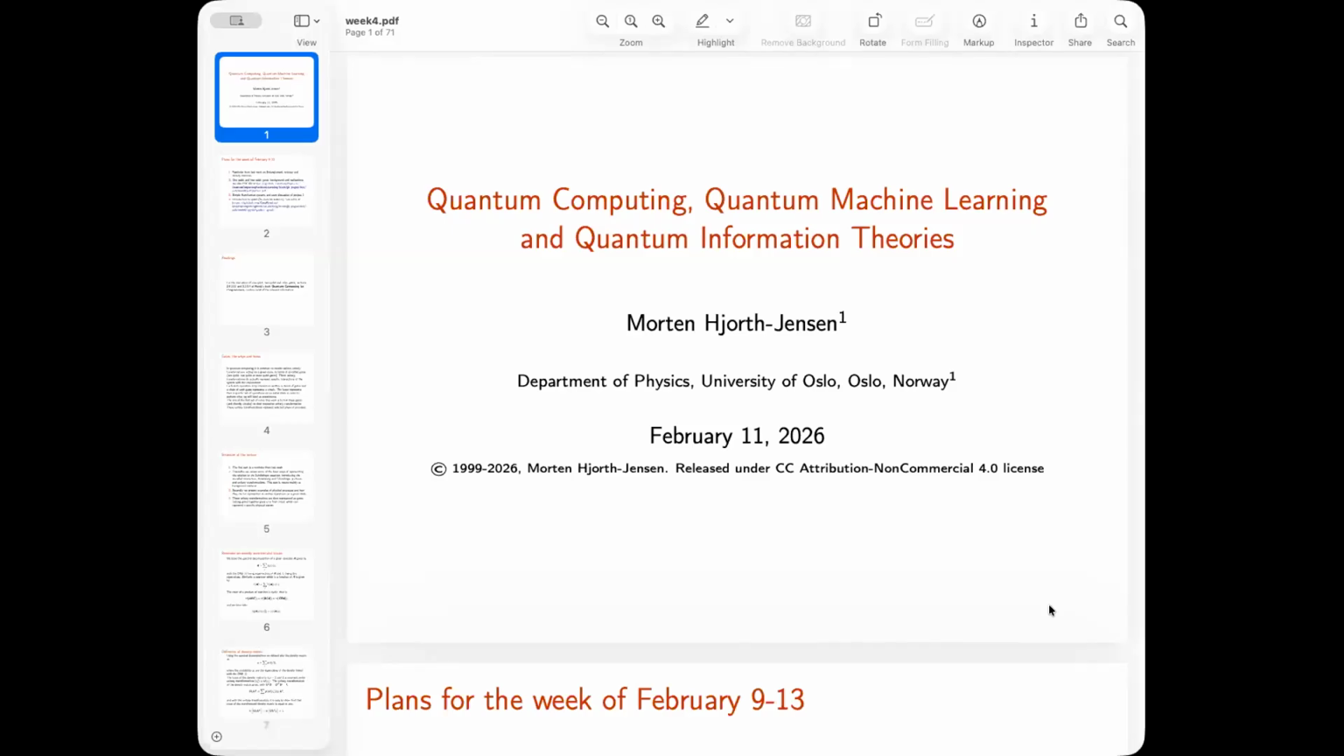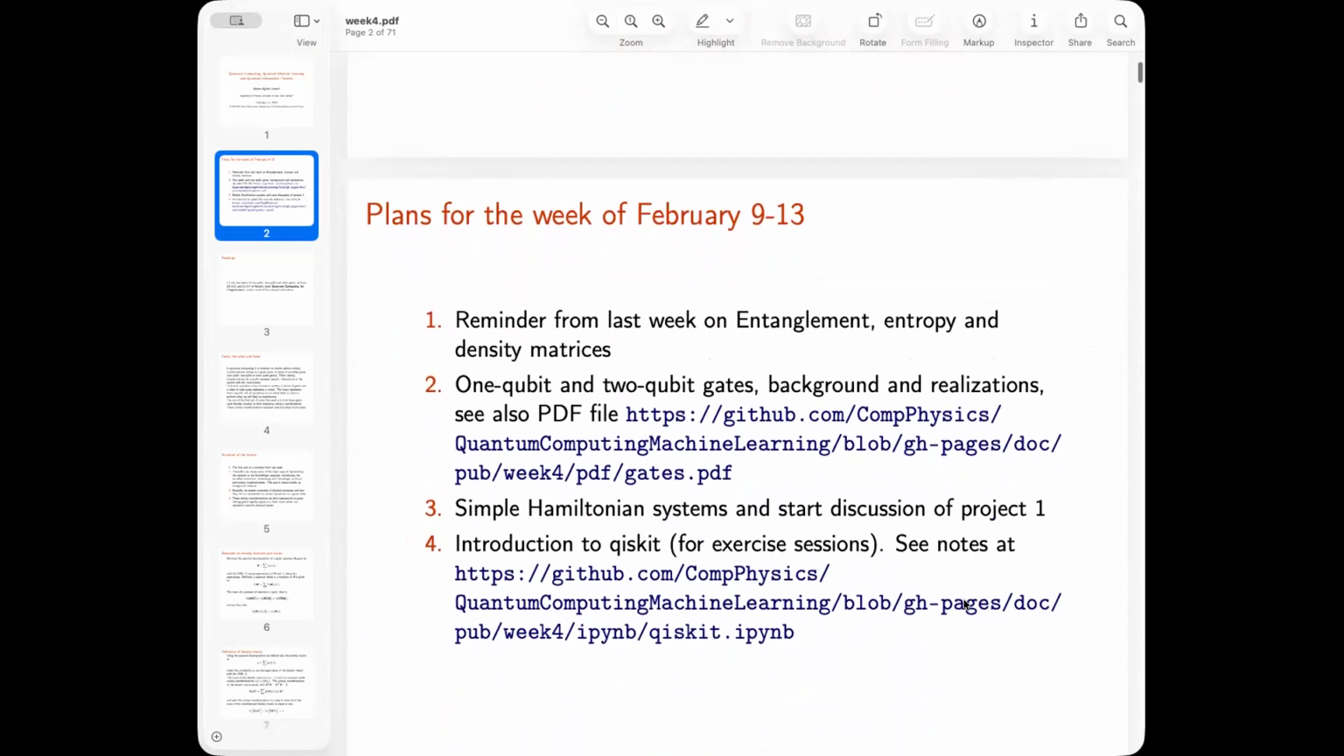So welcome back, everybody, and welcome to this session where I wanted quickly to give you a brief introduction to what we are going to do today. As you can see from the plans here, I'm going to give you a quick reminder from last week on entanglement, entropy, and density matrices.